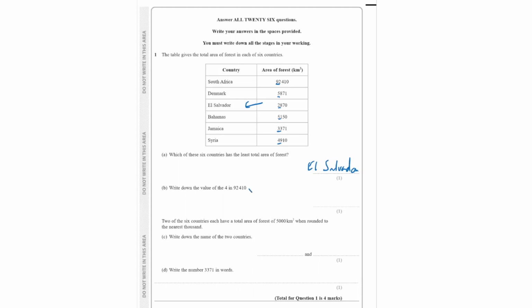Moving on, write down the value of 4 in 92,410. So we can write here ones, tens, and hundreds. Since 4 is in the hundreds, we can simply write 400.